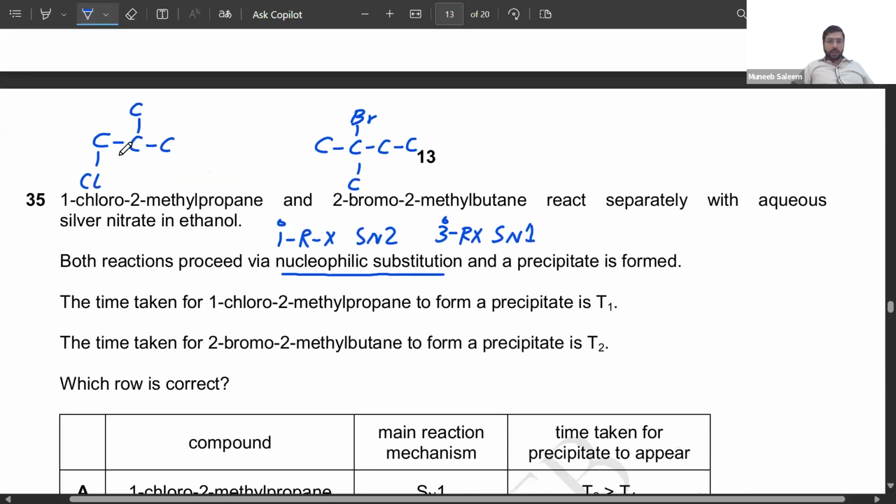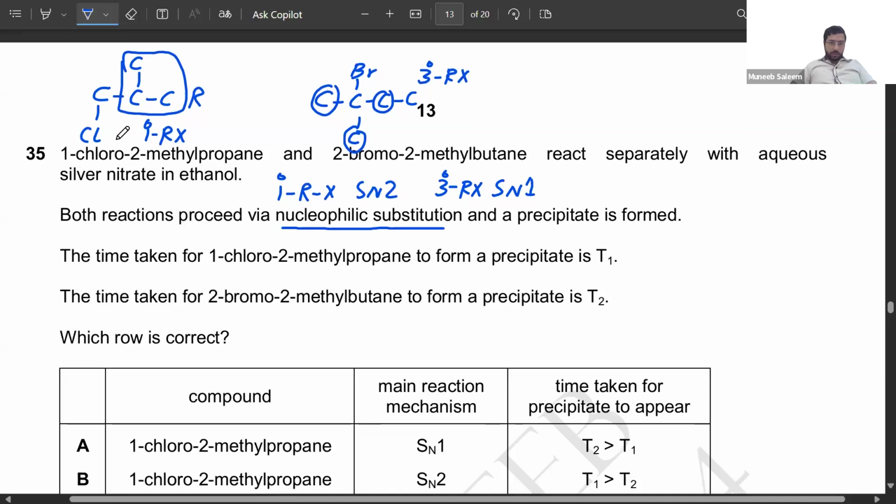The first structure has chlorine on carbon 1, which is bonded with only one more alkyl chain. This whole is considered as one alkyl chain. So that means it is a primary halogen. It is a primary one. And this second compound has bromine, which is bonded with three alkyl groups over here. This means it is a tertiary halogen. So primary is the one which goes with SN2. So it should go with SN2.